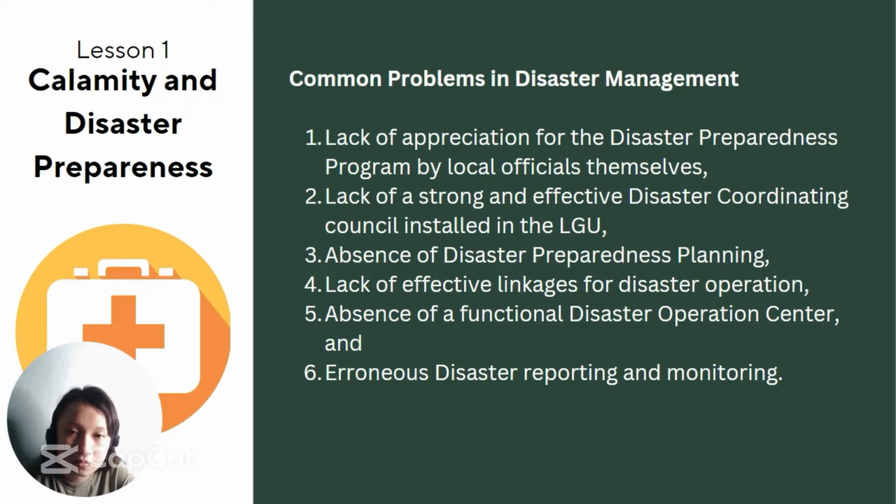And then number 5, absence of a functional disaster operation center. So the services for a disaster operation center are non-existent. And then number 6 is erroneous disaster reporting and monitoring. From the word erroneous, the reports disseminated to the public are wrong.